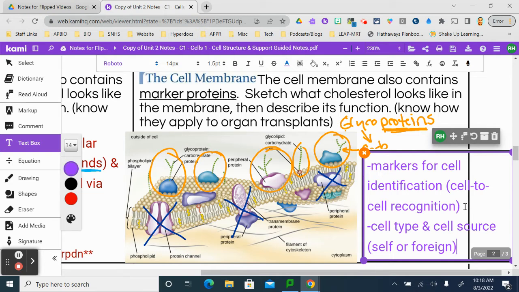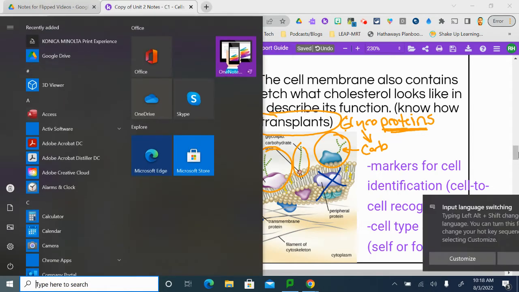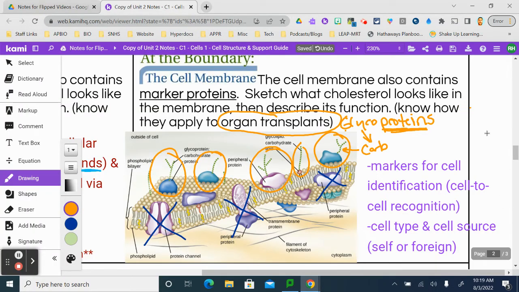Now, there's a thing up top that says, how does this apply to organ transplants? So, when an organ transplant occurs, you get put on a donor list. That donor list is there because you just can't take any organ and put it into a human body. That organ has to have marker proteins that are close enough to your own so that the body doesn't recognize it as a foreign entity.